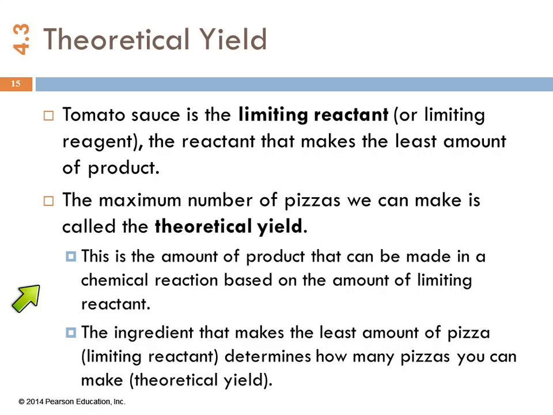So that's the amount of product that could be made in a chemical reaction, and it's based on the amount of limiting reactant that we have. So the limiting reactant determines the theoretical yield.